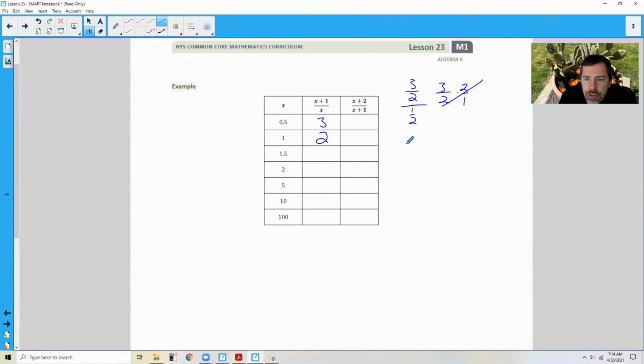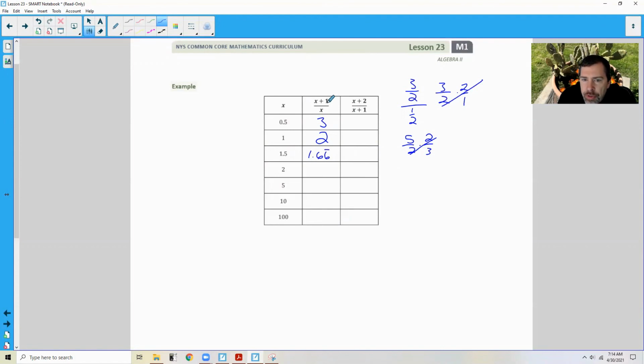1.5 plus 1 is 2.5. 2 and 1/2 is 5/2. And if we divide that by 1.5, which is 3/2, it's the same as multiplying by 2/3. So we're going to get 5/3, which is 1 and 2/3, which is 1.66 repeating.